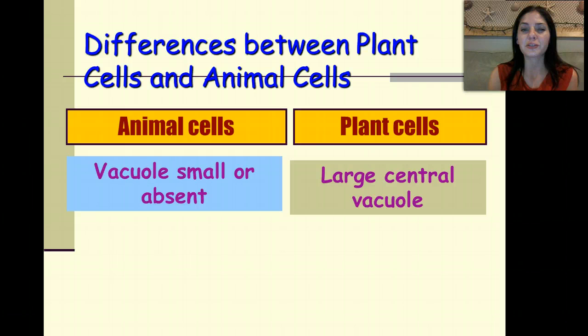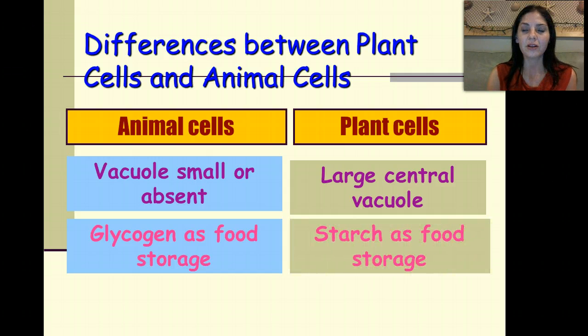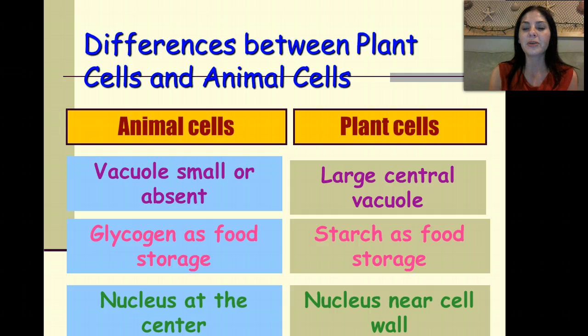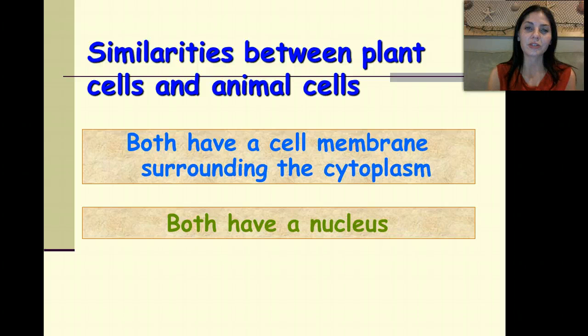Animal cells have very small vacuoles, or they don't have any vacuoles at all, while plant cells have a very large central vacuole that contains water as well as different types of sugars. Animals store their food in the form of glycogen, which is a carbohydrate. Plant cells store their carbohydrates, or their sugars, in the form of starch. Animal cells have their nucleus located in the center of the cell, while plant cells have their nuclei located near the cell wall.